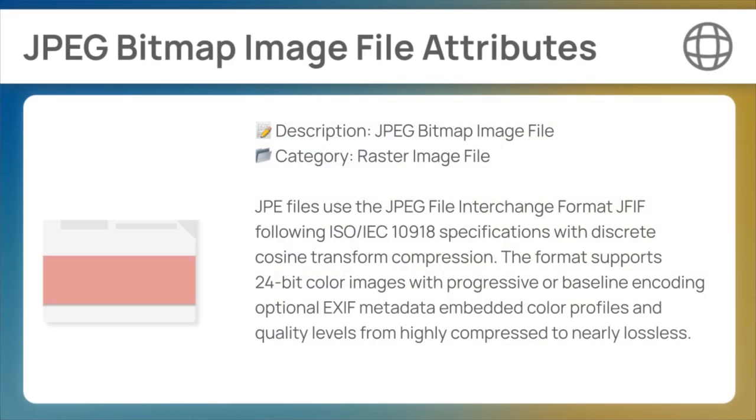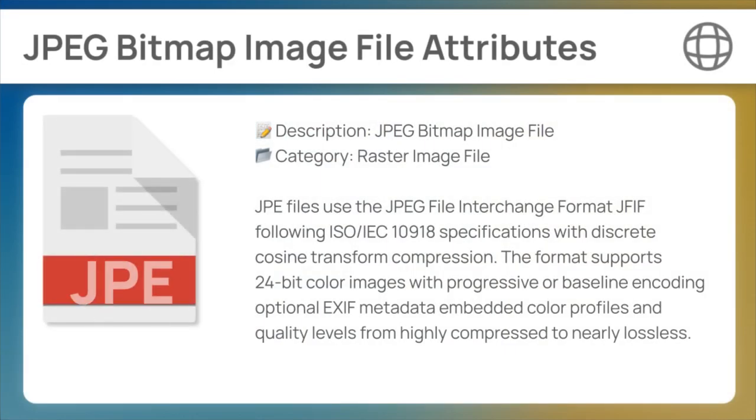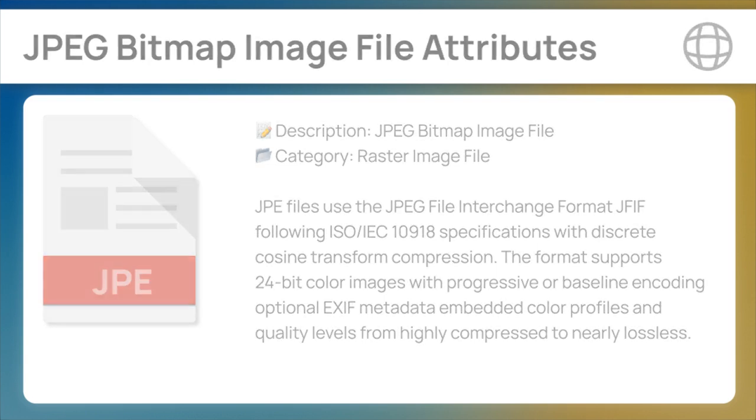JPE files use the JPEG file interchange format, JFIF, following ISO IEC 10918 specifications with discrete cosine transform compression. The format supports 24-bit color images with progressive or baseline encoding, optional EXIF metadata, embedded color profiles, and quality levels from highly compressed to nearly lossless.